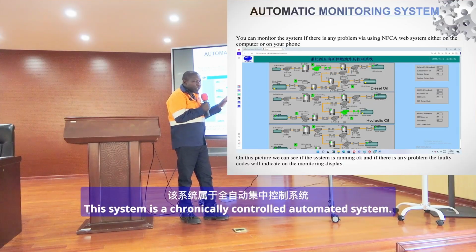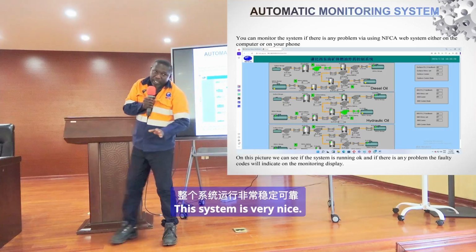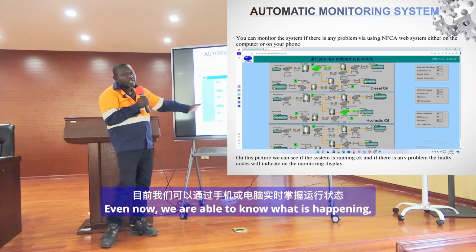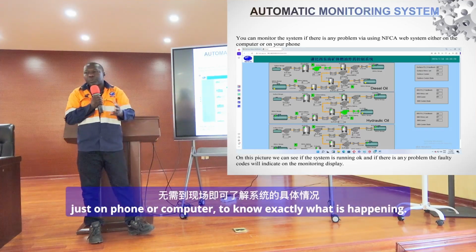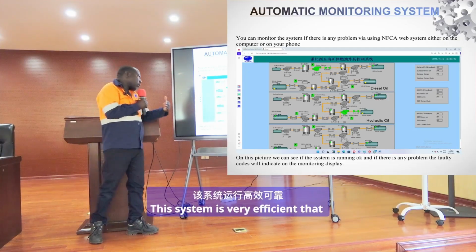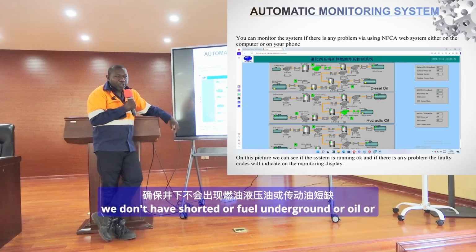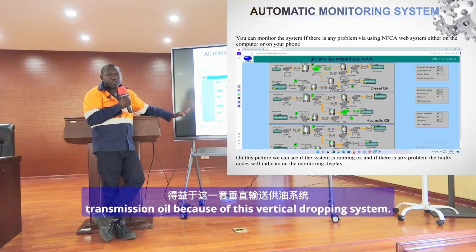This system is electronically controlled, an automated system. This system is very nice. Even now, we are able to know exactly what is happening just on phone or computer. This system is very efficient, so we don't have a shortage of fuel, oil or transmission oil underground because of this vertical dropping system.